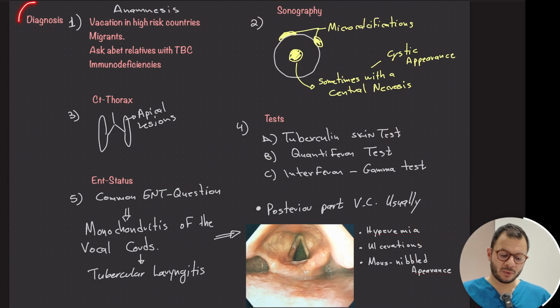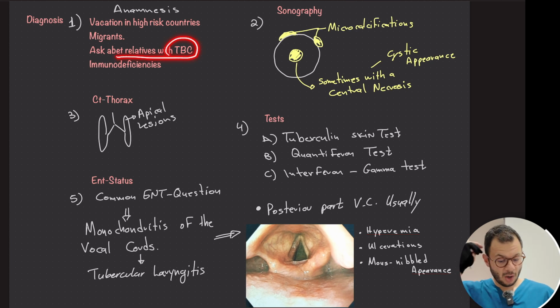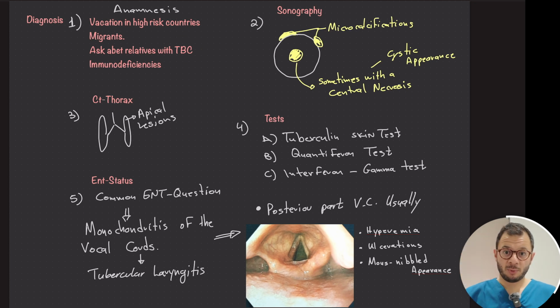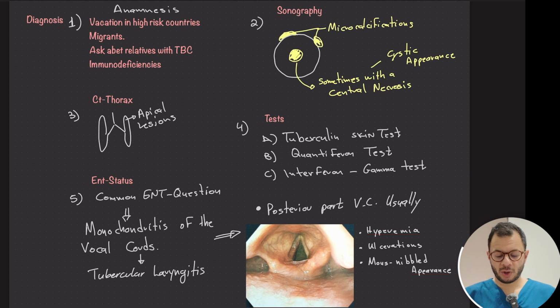Of course, for the diagnosis, we need the diagnostic workup, as we talked before. Very important will be the anamnesis. We ask the patient if they went on vacation in high-risk countries or if they are migrants. We also ask the patients if they have any relatives with tuberculosis. Of course, we need to ask about immunodeficiencies like diabetes mellitus type 1 or 2. We need to ask about any corticosteroids that the patient is taking, or if the patient is diagnosed with HIV.